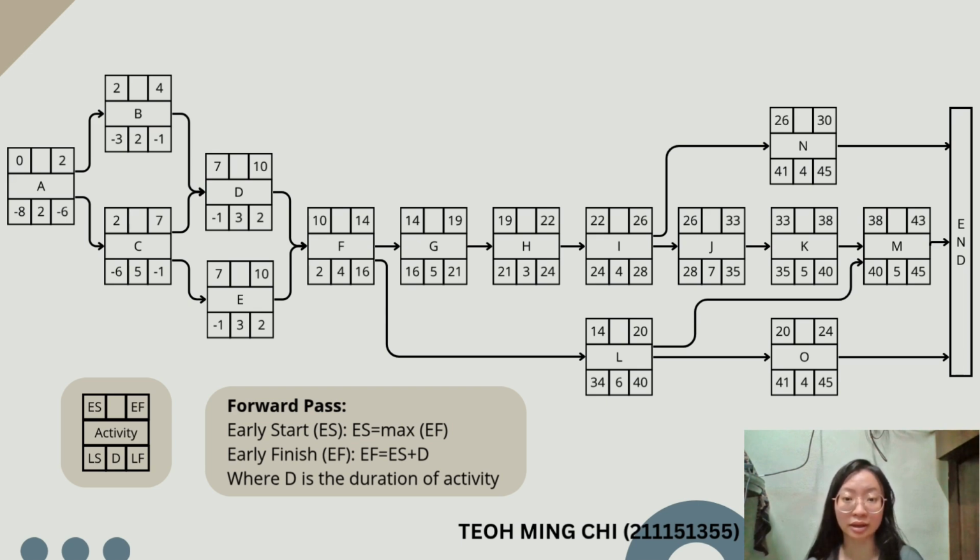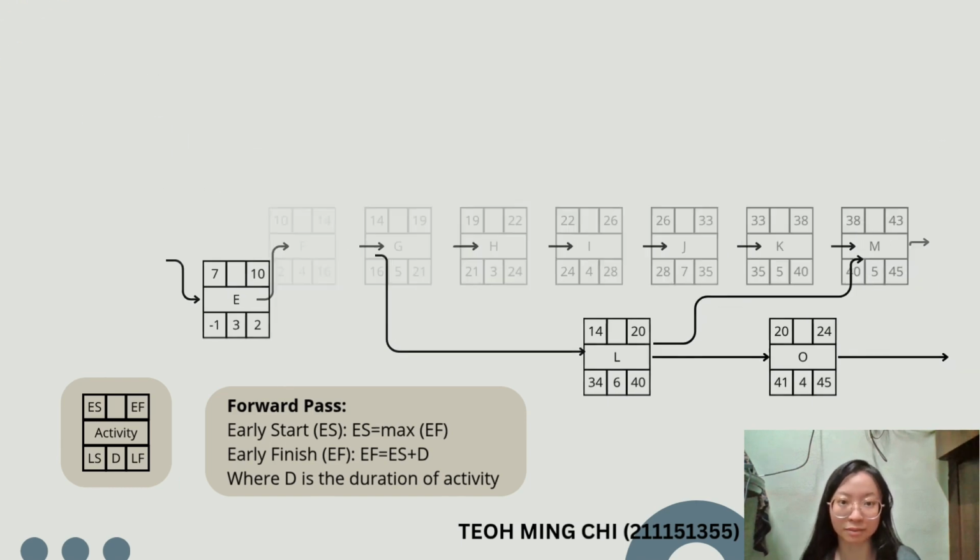Now I'm going to discuss the forward pass. Early start equals the maximum EF, while early finish equals ES plus D. So now I'm going to take activity D as an example. Activity D's ES equals 7. This is because the C EF is bigger than the B EF, while the EF for activity D equals 7 plus 3, which equals 10.